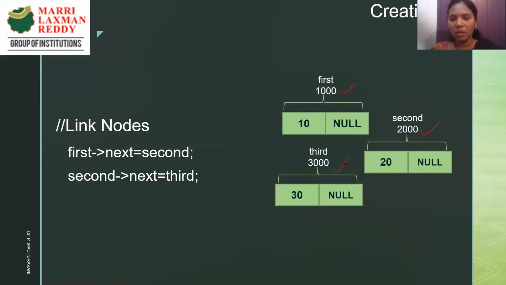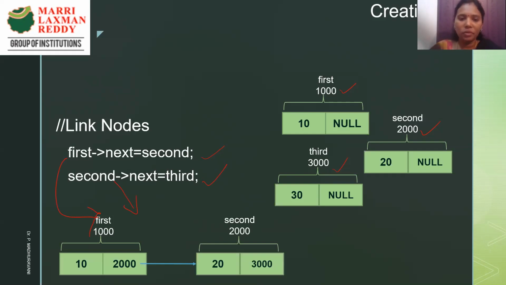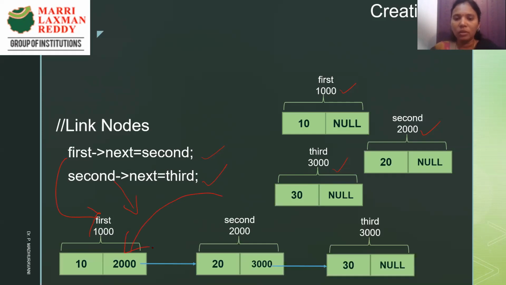Now you need to make them in a sequence: attach second node next to first and attach third node next to second, by using these 2 statements. With this, we can attach second node to first node, and this statement is used to attach the third node to second node. Just see this. The first node is holding the address of the second node, then a link is established between first and second. Similarly, the second node holding the address of the third node gives a link between the second and third. In this way, we can arrange all 3 nodes in a sequence.